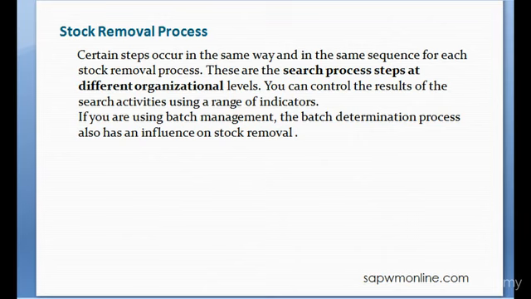So in a stock removal process, certain steps occur in the same way and in the same sequence for each stock removal process. Now these are the search process steps at different organizational levels. You can control the results of the search activities using a range of indicators. If you are using batch management, then the batch determination process also has an influence on stock removal. Regardless of whether you use indicators or batch management, it is always the creation of a transfer order for stock removal that triggers search activities.